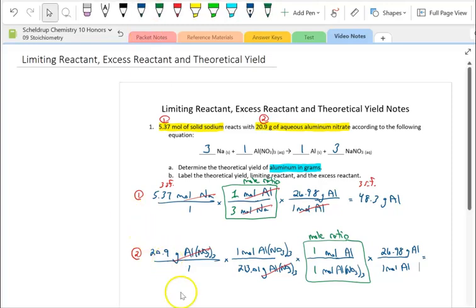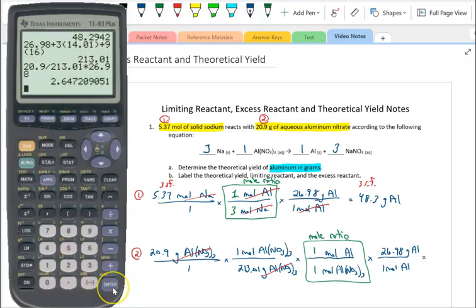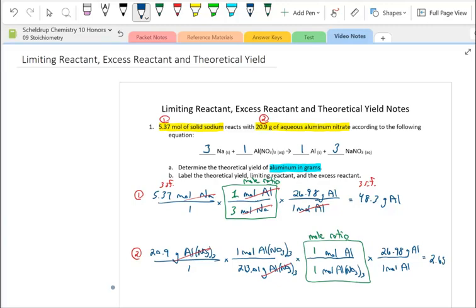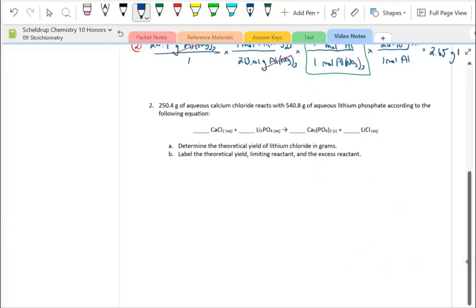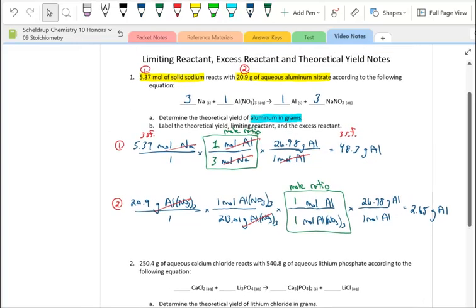Now, in this case, this problem also started with three significant figures. So I'm going to round my answer to be the same as it was before. 20.9 divided by 213.01 times 1 divided by 1, don't need to write that, times 26.98 gives me an answer of 2.647, which I'm going to round to 2.65 grams. 2.65 grams of aluminum.